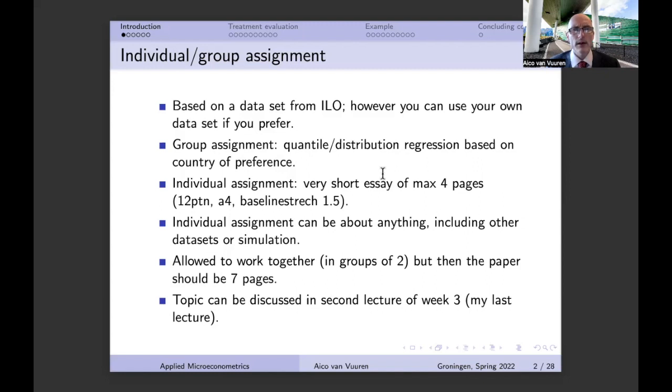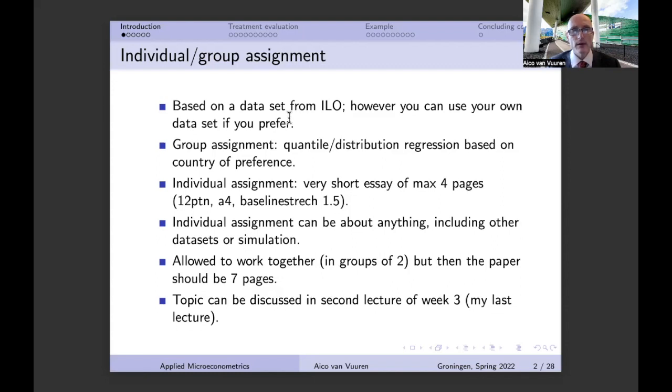However, at least for the individual assignment, I also allow you to work with your own data set. Then the group assignment. I will post the group assignment already this week, and it will actually be either quantile or distribution regression based on a country preference. What that actually means, you will see in the next couple of slides because that's related to the data set from the ILO.